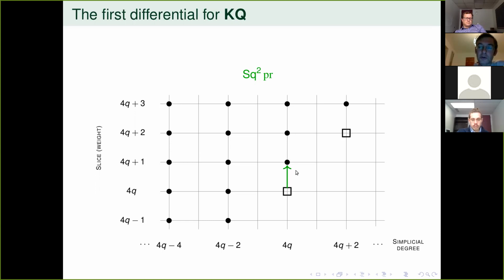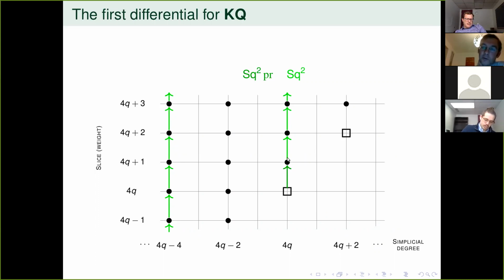But now you can use the periodicity properties of Hermitian K-theory to get that this here has to extend, and also on every fourth part here. And now again, you wonder, is this all?